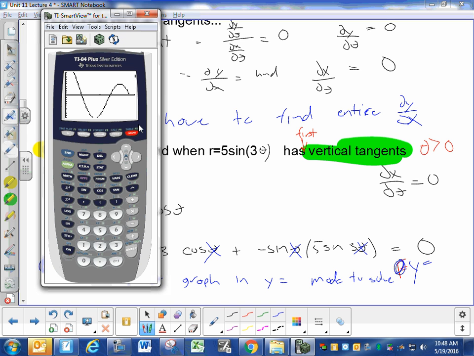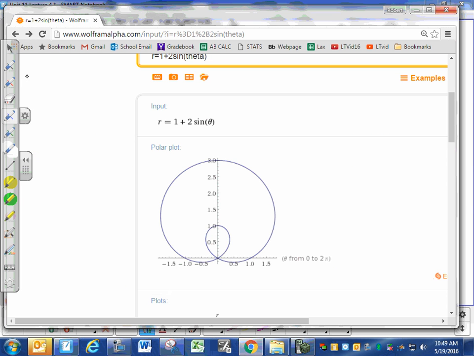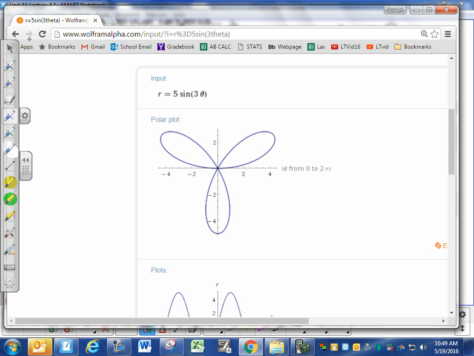Now, if you go back to Zoom Standard, actually, how many intersections do you see? Super lot, right? Probably there's an infinite amount of these vertical tangents. Does that make sense to have an infinite amount of vertical tangents? Let's look at the graph of this 5 sin 3θ. I already graphed it. Okay, 3 petals, pretty cool, right?